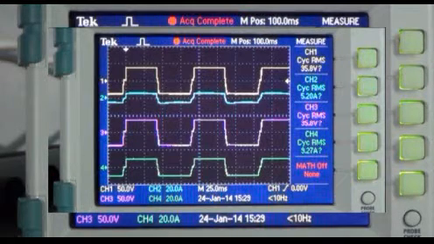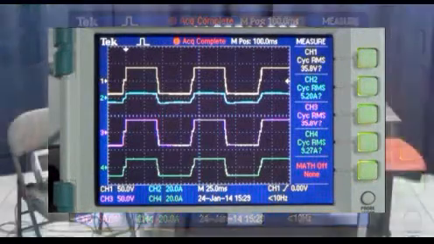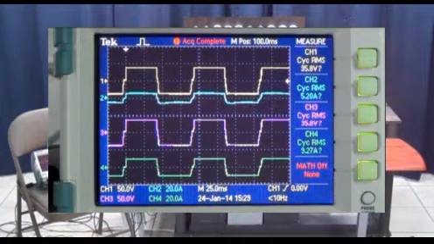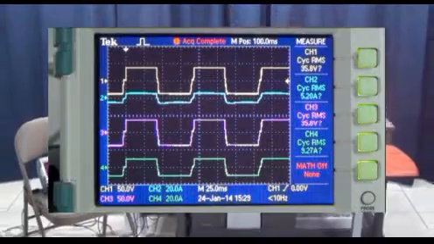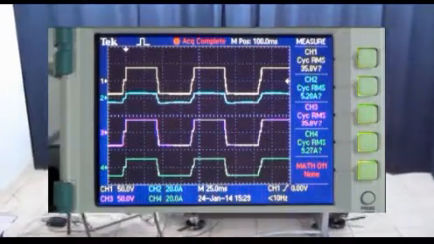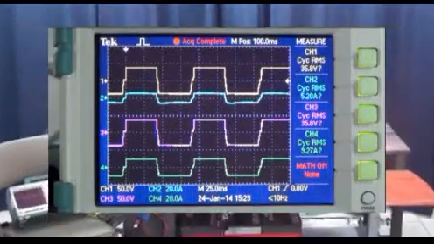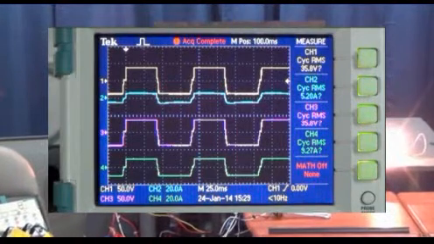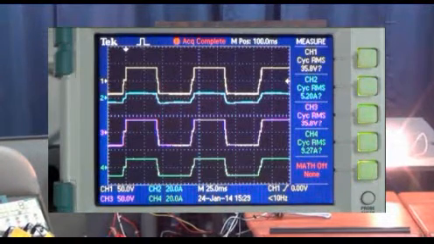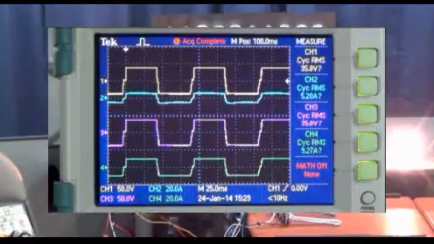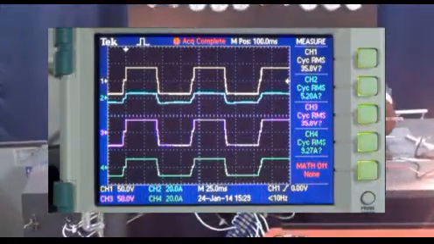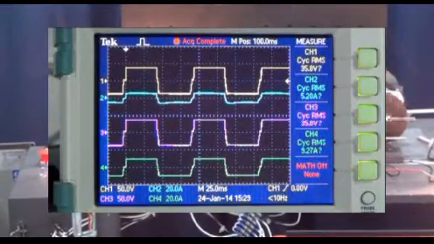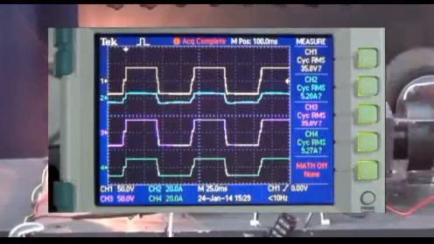Let's do the math on the numbers displayed on the scope. 35.8 volts times 5.2 amps equals 186.16 watts input, and 35.8 volts times 9.27 amps equals 331.87 watts output.